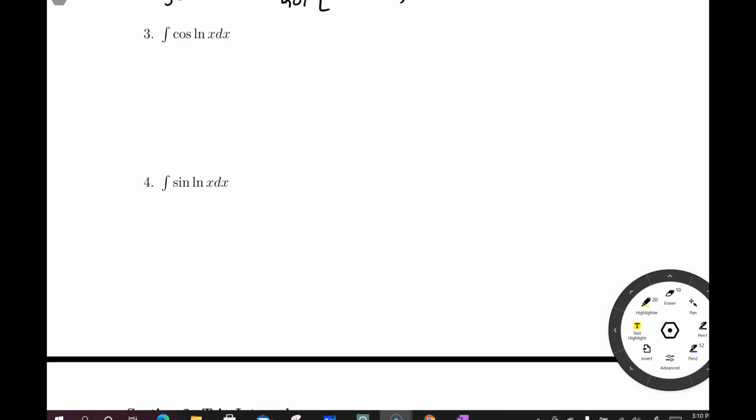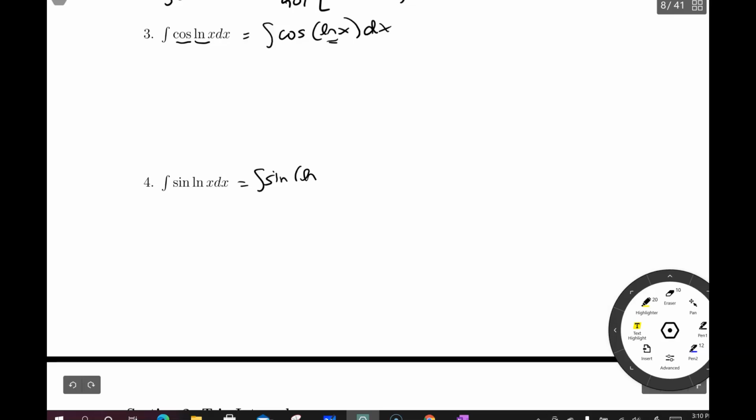Okay, you'll notice that these two look really similar. So let's first make sure we see that this is cosine of ln of x. It is not necessary, but this really could be rewritten like this. This is an ln of x inside the cosine function. And the same thing for this one. This ln of x is inside the sine function. Okay. So let's make sure we don't stick an extra x in there.